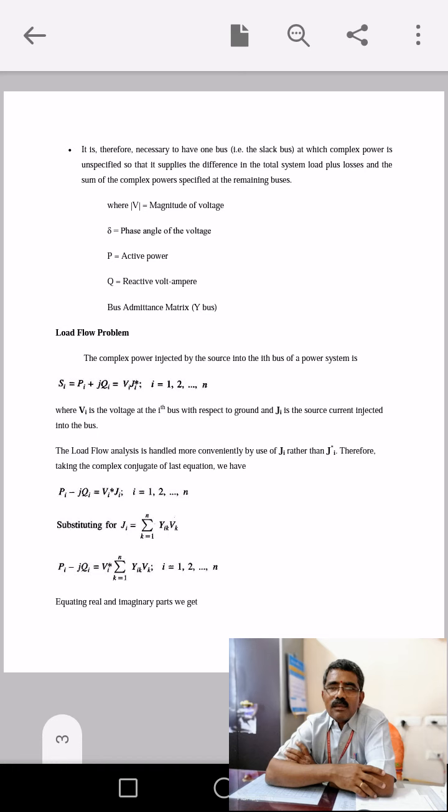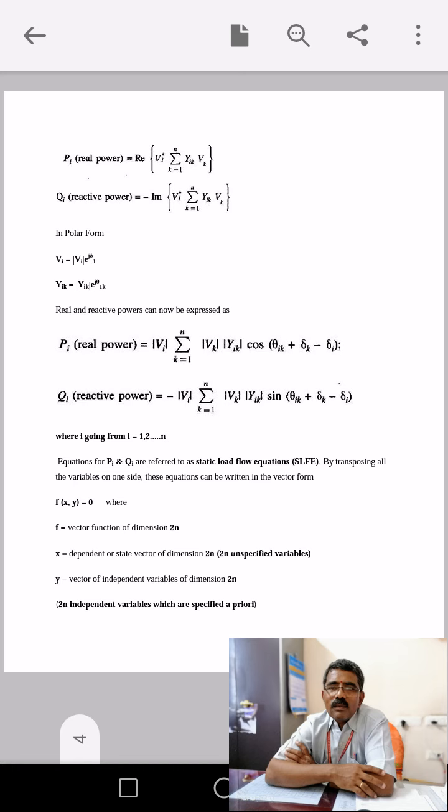Then the load flow problem. What is a load flow problem? Considering the complex power injected into a bus in general, that is Si is Pi plus jQi, which we can write as Vi multiplied by Ii conjugate. From that we will derive Pi minus jQi, which is Vi conjugate sigma Yik Vk, i is 1 to N, k is 1 to N.